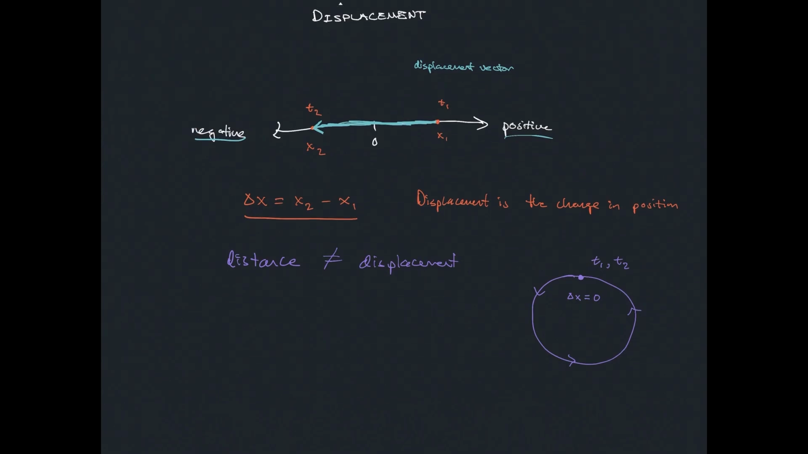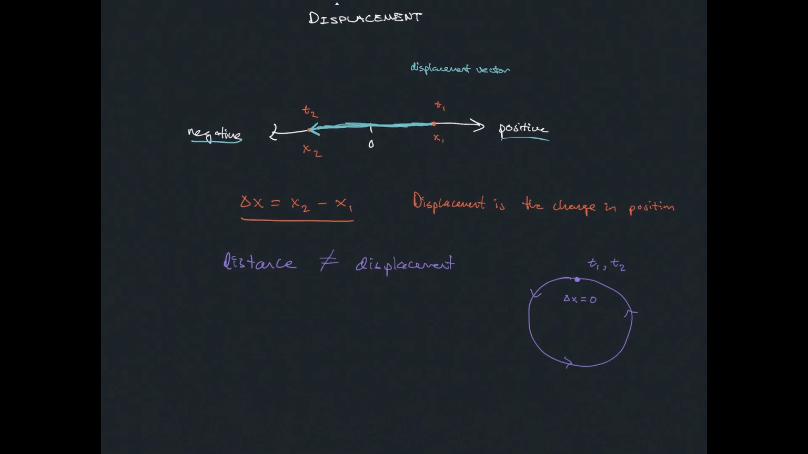But that doesn't mean that the particle hasn't moved. No, it's moved a distance, which is the circumference of the circle. It's moved the entire circumference of the circle, and that is not 0, of course. So that is why distance is not equal to displacement.